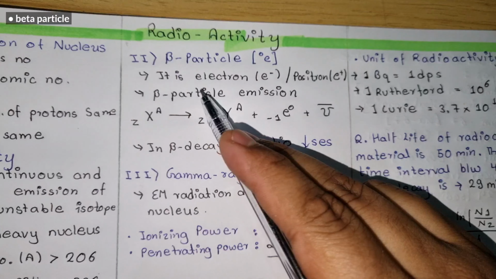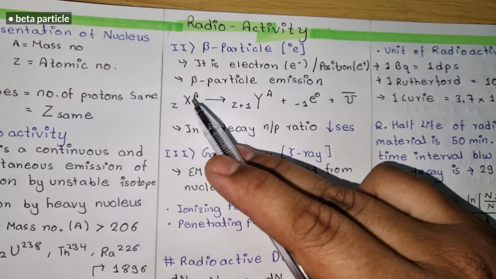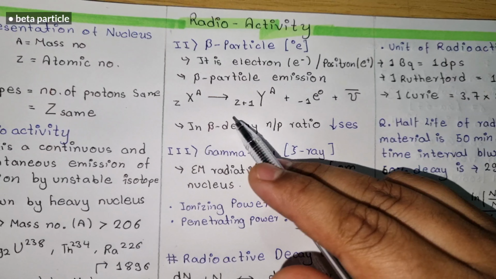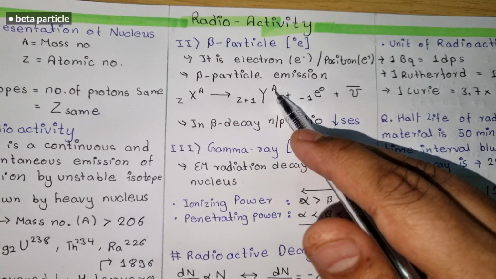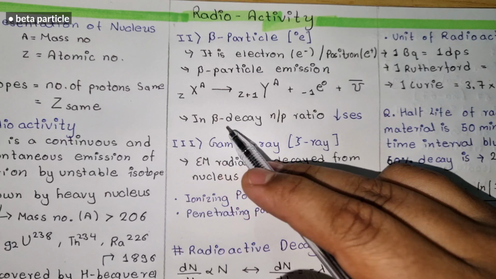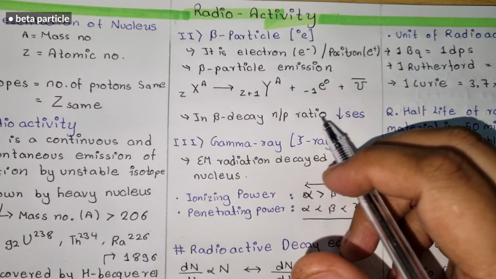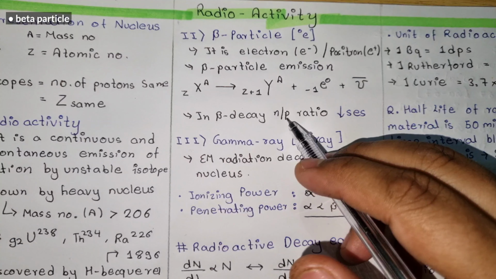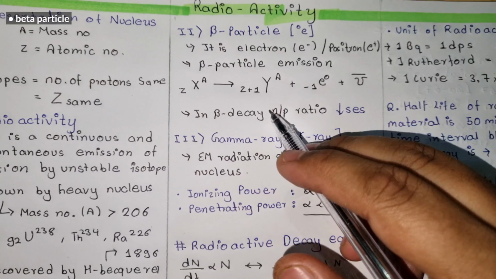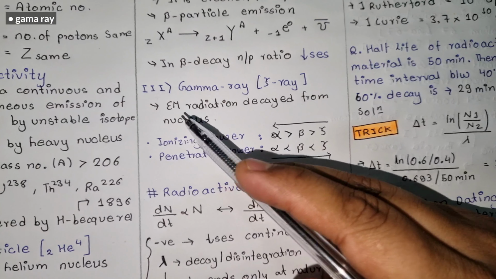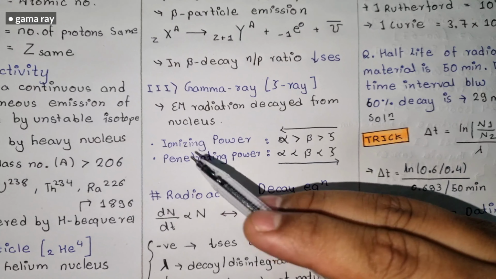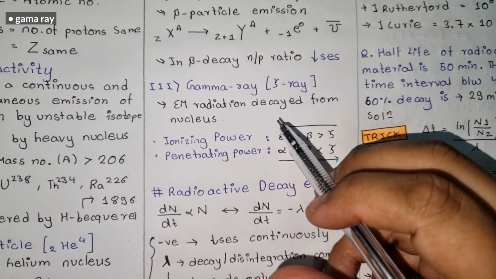Next is the beta particle, it is either an electron or a positron. If an element goes through beta particle emission, its atomic number increases by 1 unit and mass number remains the same. In beta decay, the neutron to proton ratio decreases as the proton number is increased by 1 unit and neutron number remains the same. What is gamma ray? Gamma ray is the electromagnetic radiation emitted from the nucleus after going through radioactive decay.